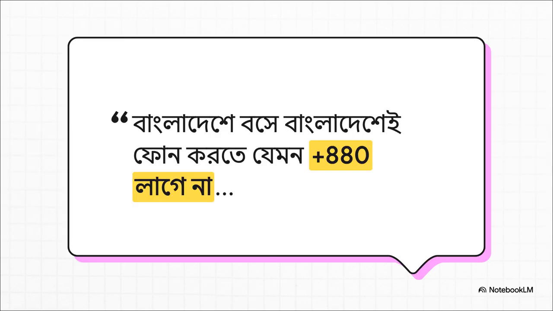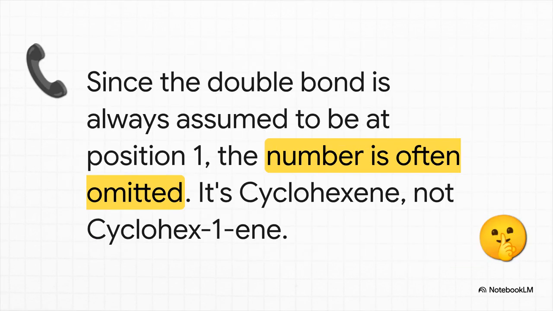And to make this rule really stick, the lecture this is based on had this fantastic analogy about making a local phone call. And it makes perfect sense, right? When you're calling someone in your own country, you don't dial the country code. Everybody just knows where you are. It's the same idea here. The rules require the double bond to start at position 1, so why would we waste our time writing -1 in the name? It's completely redundant. That's why we just say cyclohexene, and that one is totally understood.